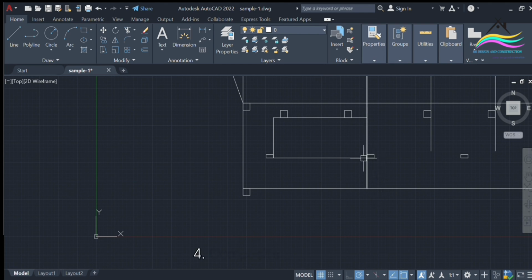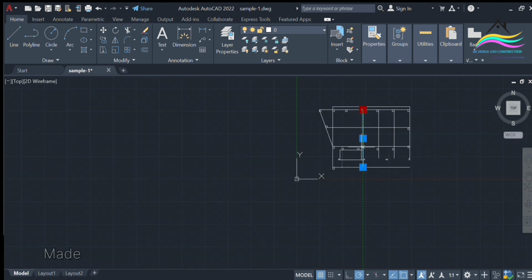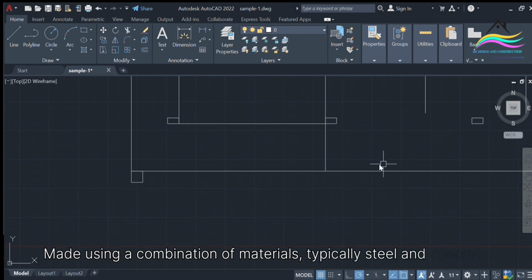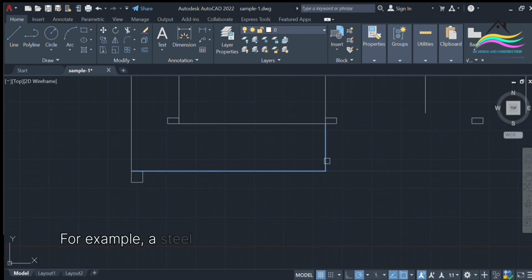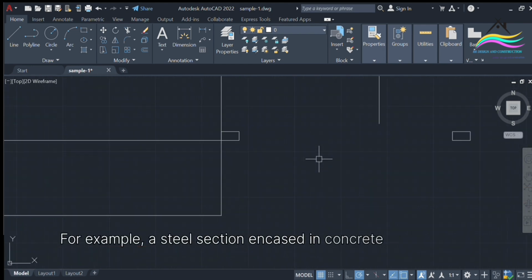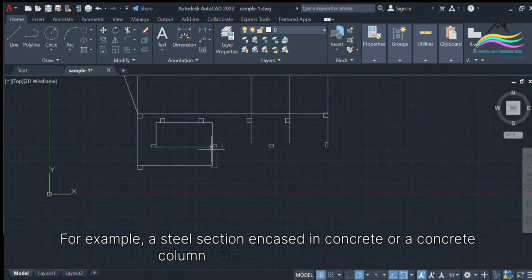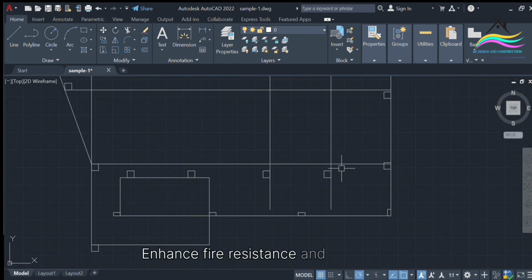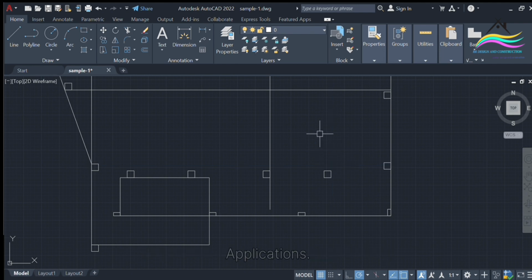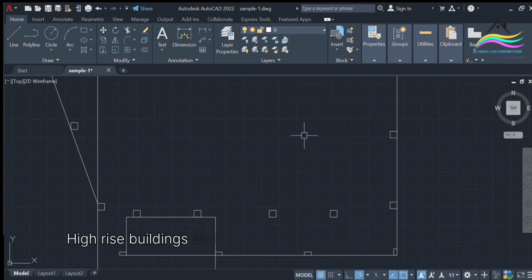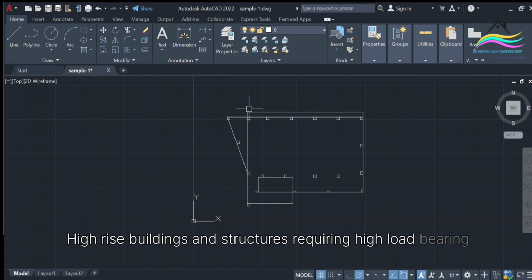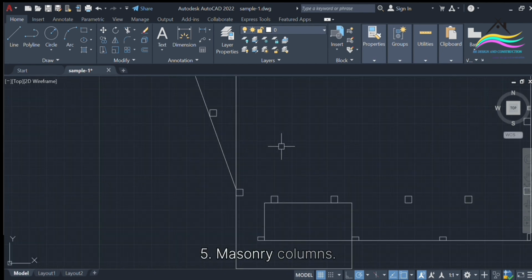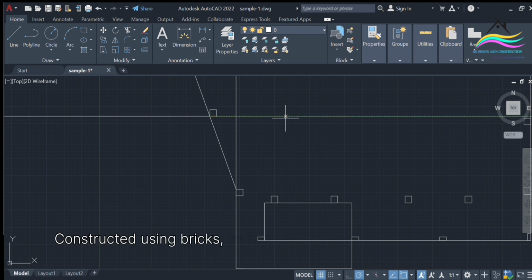4. Composite columns. Made using a combination of materials, typically steel and concrete. For example, a steel section encased in concrete or a concrete column with steel reinforcement. Advantages: combines the compressive strength of concrete with the tensile strength of steel. Enhanced fire resistance and durability. Applications: high-rise buildings and structures requiring high load-bearing capacity.